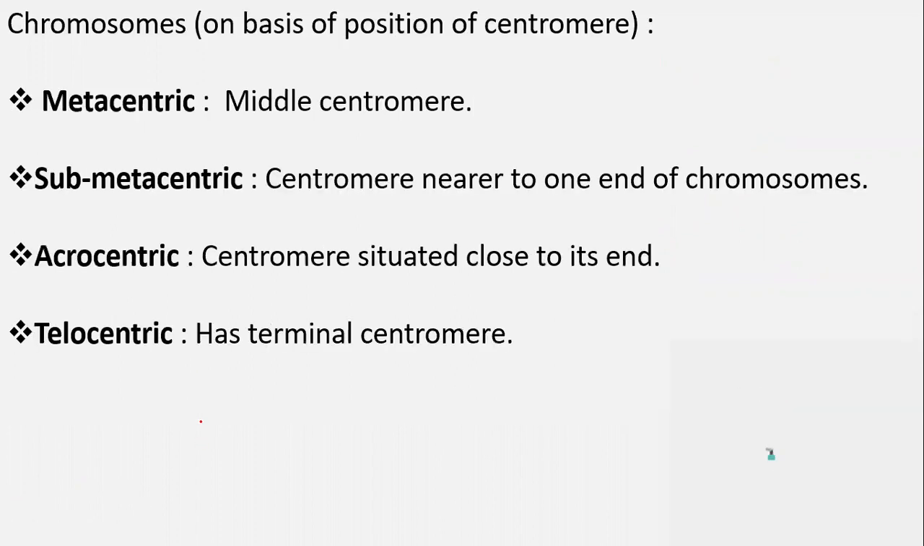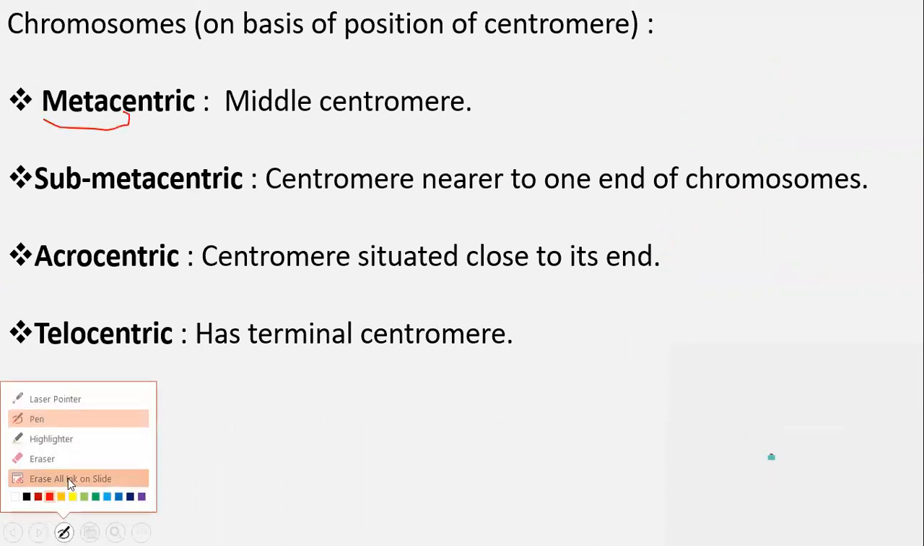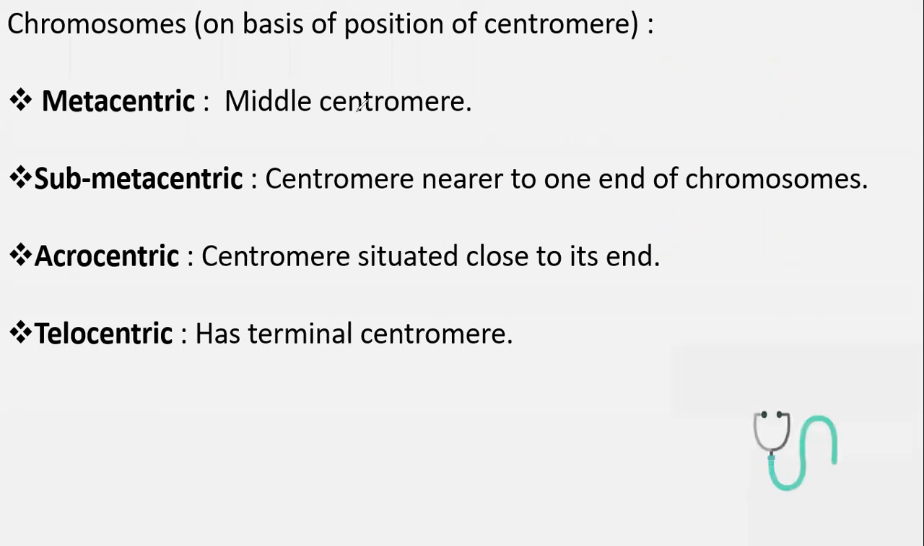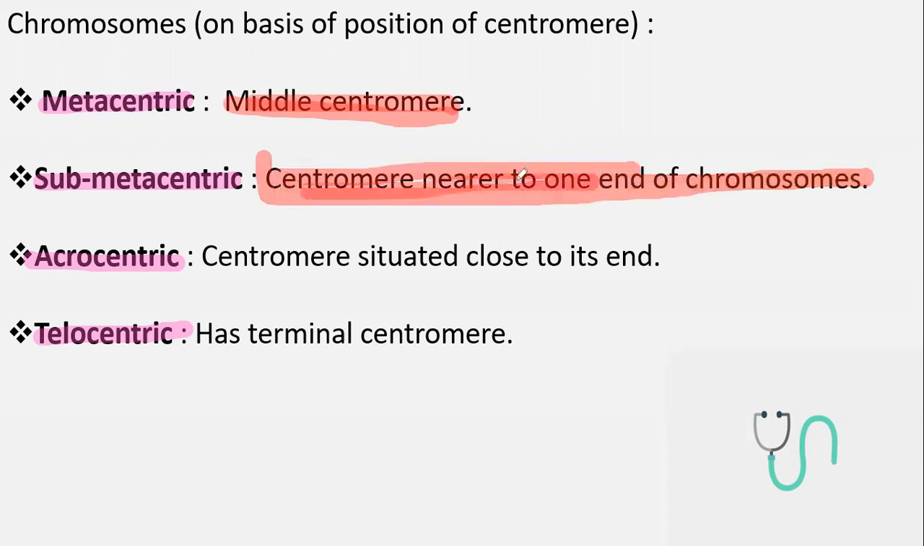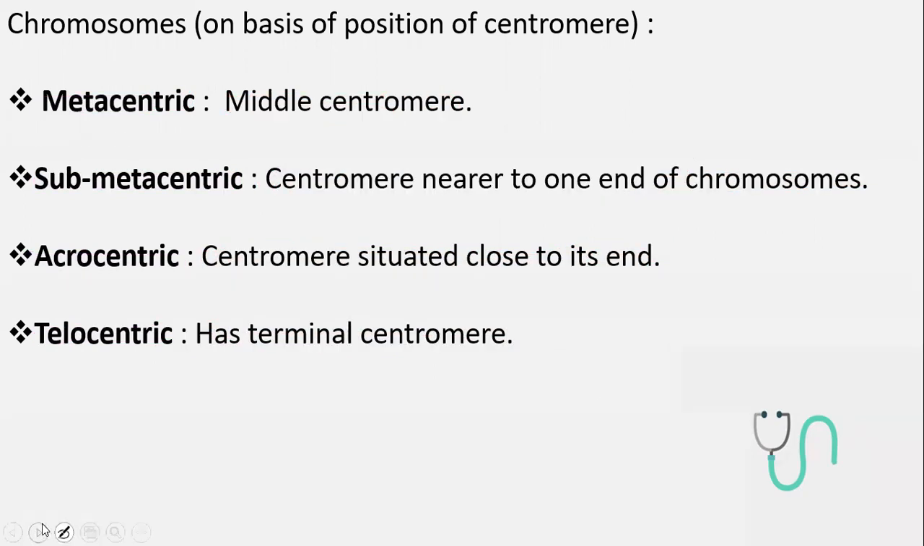Okay, everyone. Chromosomes based on the position of centromeres: metacentric, submetacentric, acrocentric, and telocentric. What is actually metacentric? Middle centromere. Submetacentric, centromere nearer to one end. Acrocentric is centromere situated close to one end. Telocentric, terminal centromere. Very important, repeated previous year question.